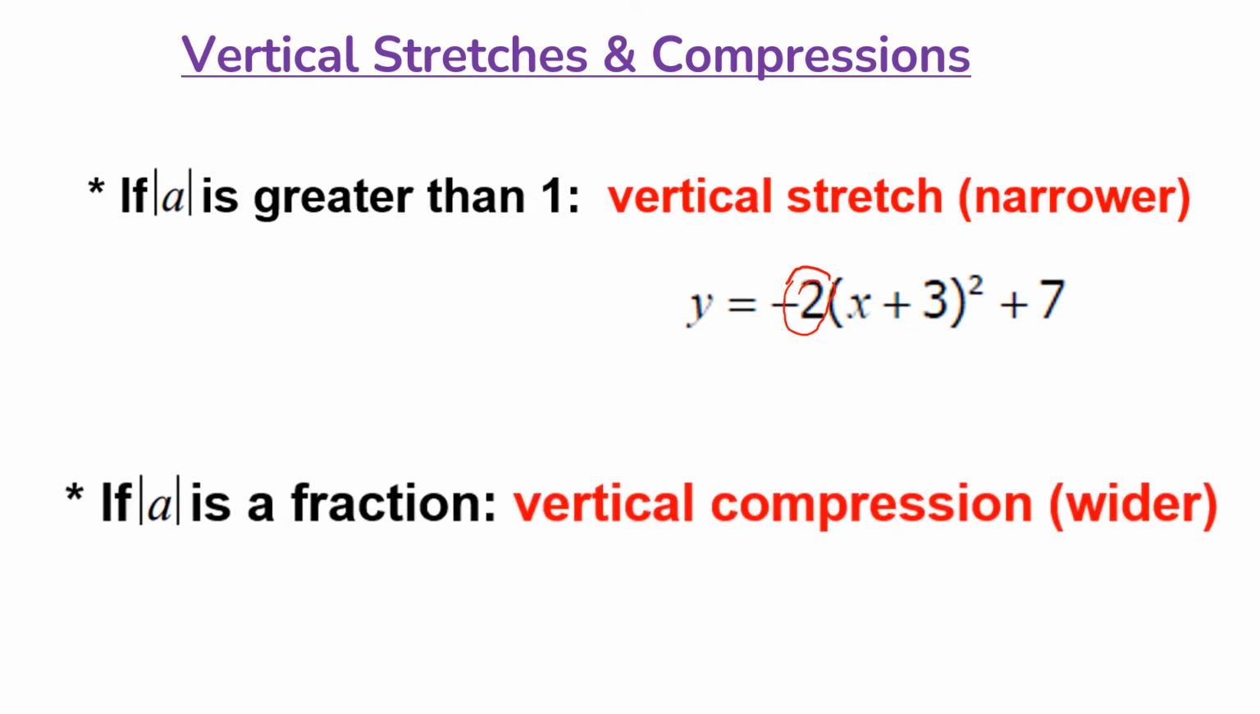If the absolute value of a is a fraction, or between 0 and 1, it is a vertical compression. That graph is actually wider. It is compressed, and so our a here is 1/3, so this would be a wider graph.